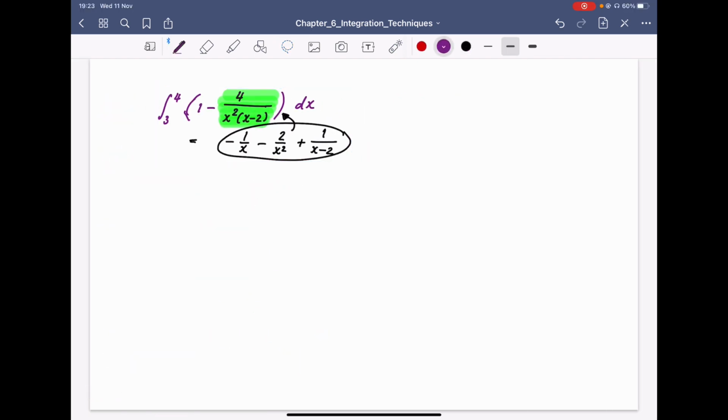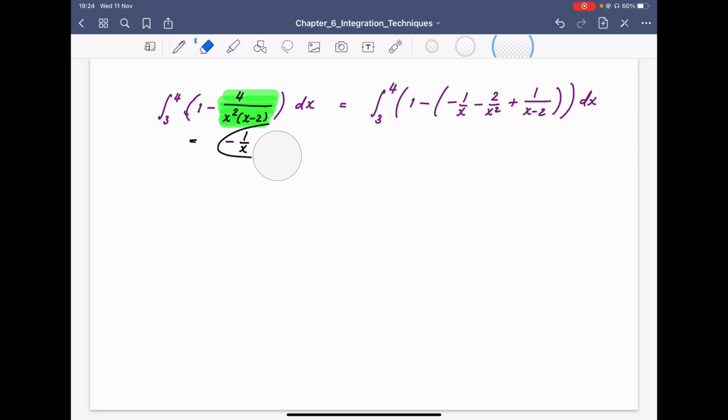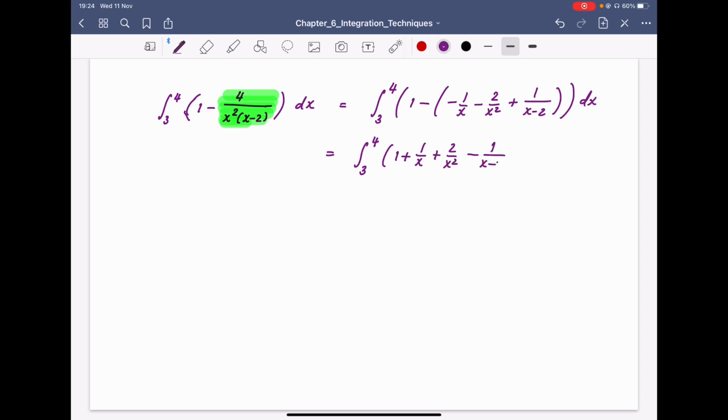From what I did last slide, I am going to have the integral from 3 to 4 of negative 1 over x, negative 2 over x squared, and then plus 1 over x minus 2, dx. Sounds good. Let me clean this up. Good. Now I can simplify a little bit. I get, from 3 to 4, 1 plus 1 over x plus 2 over x squared, and then minus 1 over x minus 2, dx. Looks pretty clean and easy to integrate.